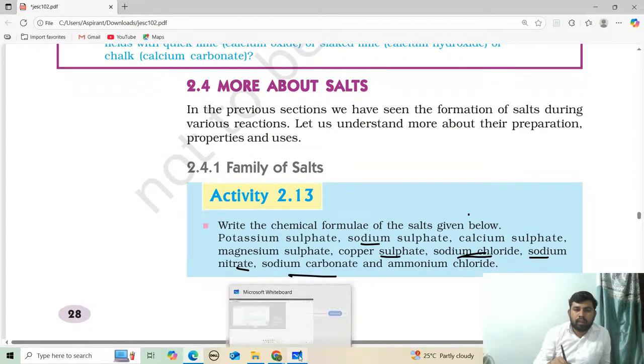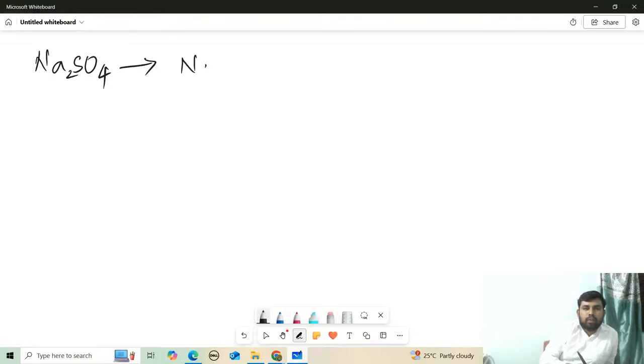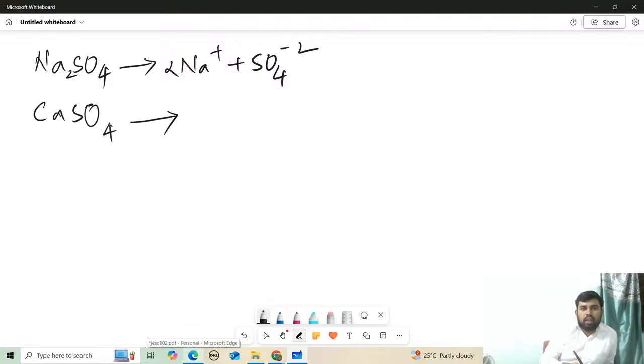Now see, sodium, calcium, magnesium, copper, and sodium chloride they given here. Let me write sodium sulfate, Na2SO4. Sodium sulfate is made up of two Na+ ions and a sulfate ion. Sulfate charge is -2. Similarly, they given calcium sulfate, formula CaSO4. It has Ca2+ ions and SO4 2- ions, the sulfate ion.